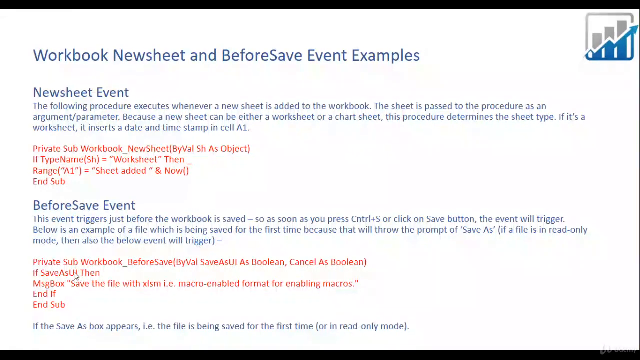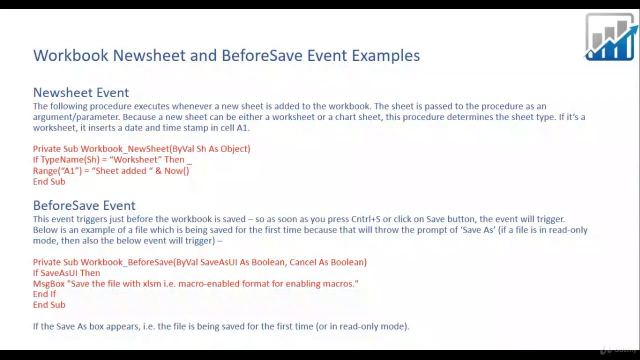So what we are doing over here is if this save as appears, then we will get a message box that says save the file in .xlsm, that is macro enabled format for enabling macros. So I'm not running this particular example. I'll be sharing this deck so you can run this at your end and just see how it works out.